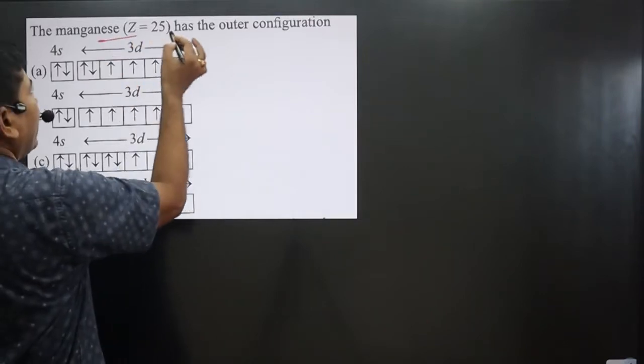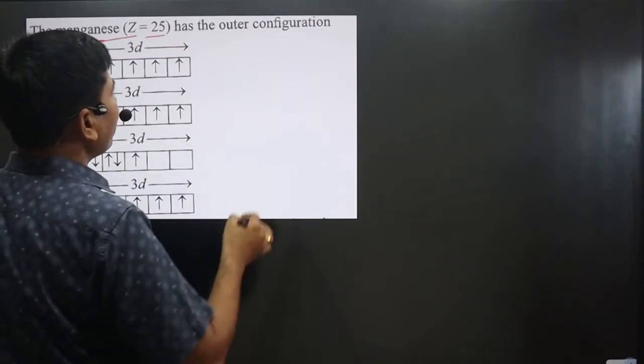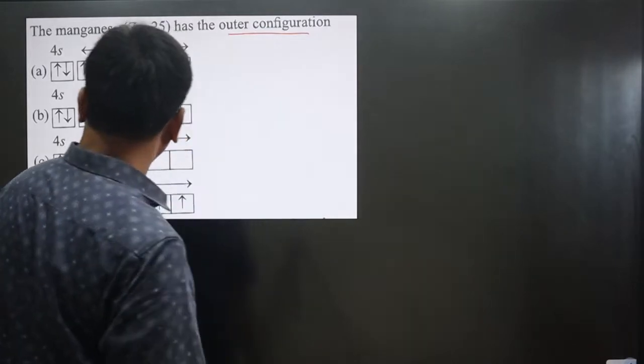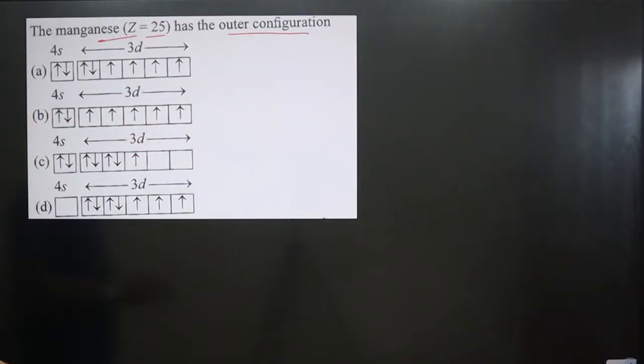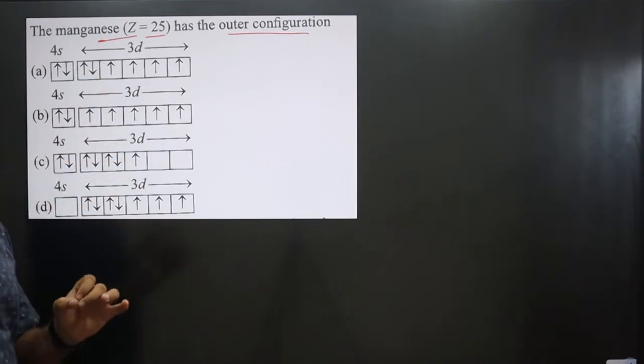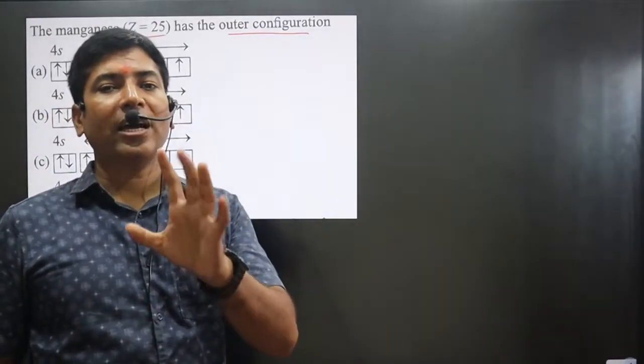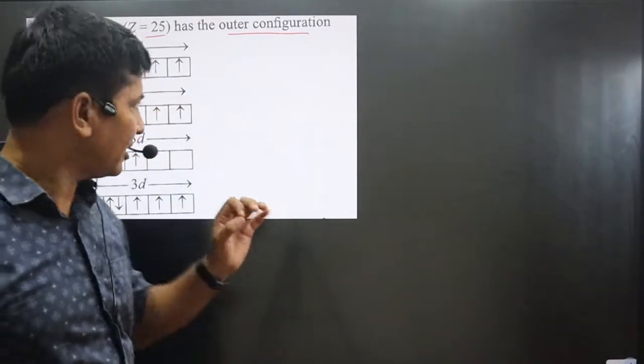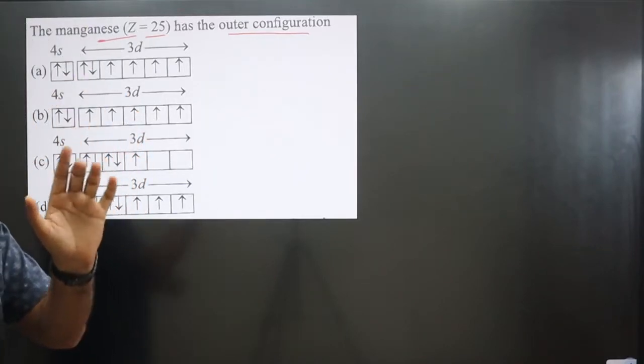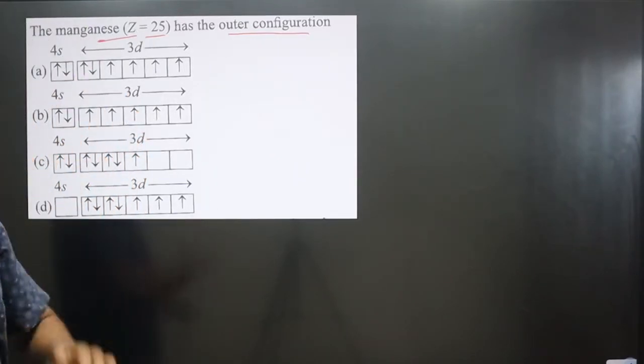The question says manganese, atomic number 25, has outer configuration. We have to write the outermost electronic configuration for manganese, then write the orbital notation. Always keep in mind that in orbital notation, the filling of electrons is done according to Hund's rule. Orbitals are filled with single spin followed by double spin.